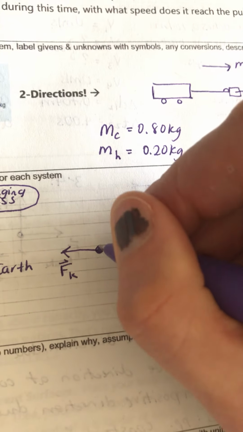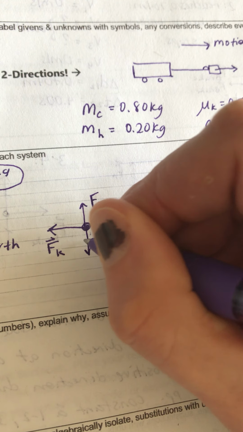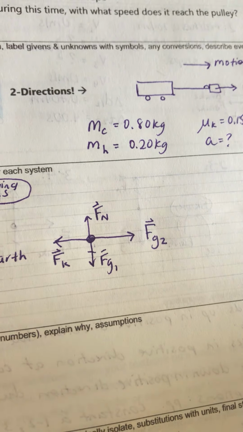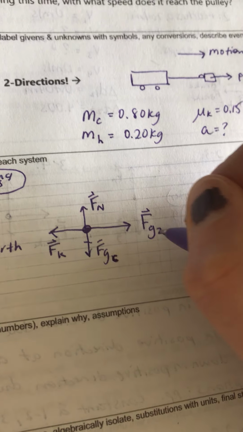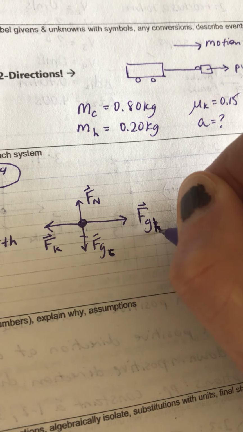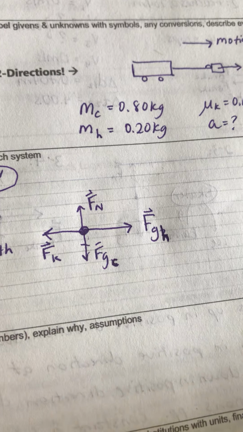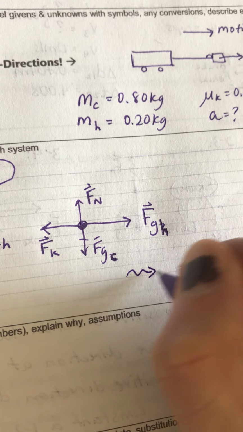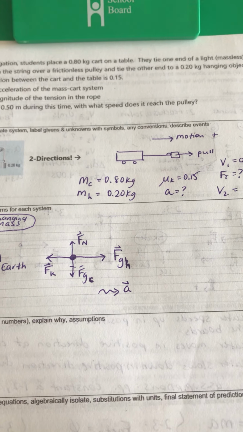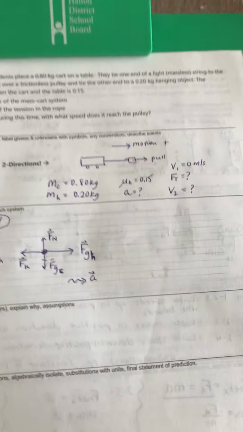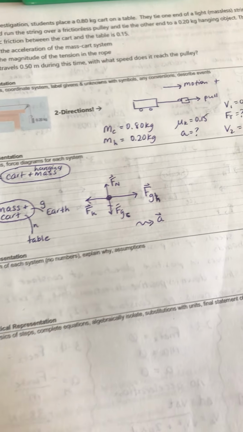Okay, we do have a normal force up and a gravitational force down, and that's the gravitational force of the cart. Okay, I should be calling this FGH for hanging mass and FGC for cart. Okay, we know that the acceleration of the system is to the right according to the way we've drawn our picture. So that, I think, is the hardest part of this question, is trying to figure out how to draw our system in one direction.